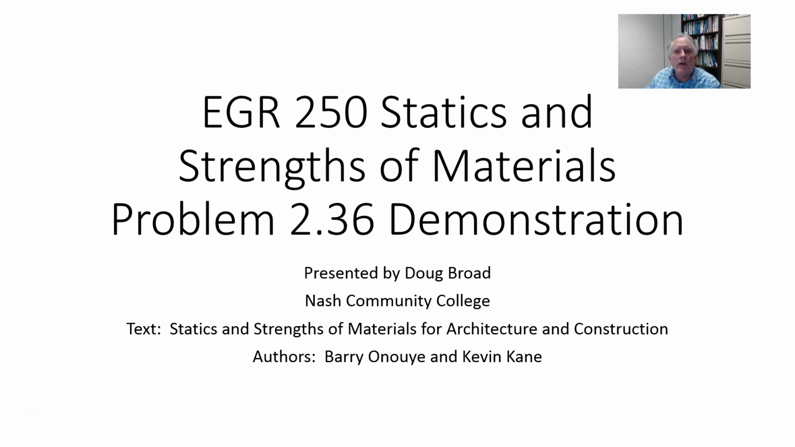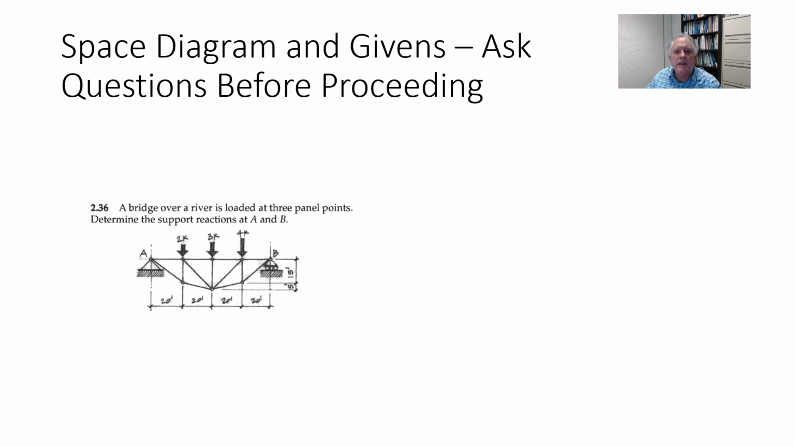In this video, we're calculating reactions, and this is a demonstration of problem 2-36 in the text. So here's the problem as it's stated in the book. A bridge over a river is loaded at 3 panel points. Determine the support reactions at A and B.